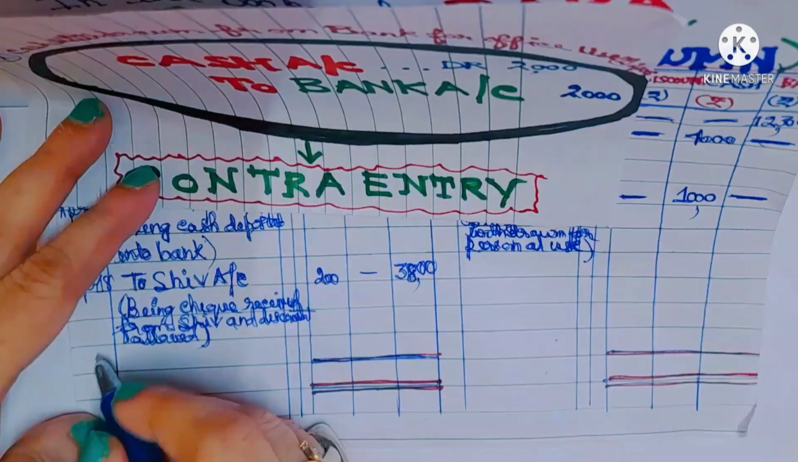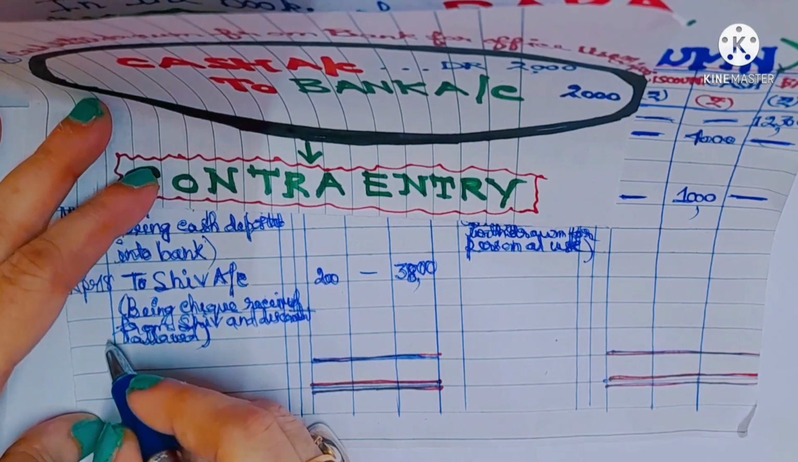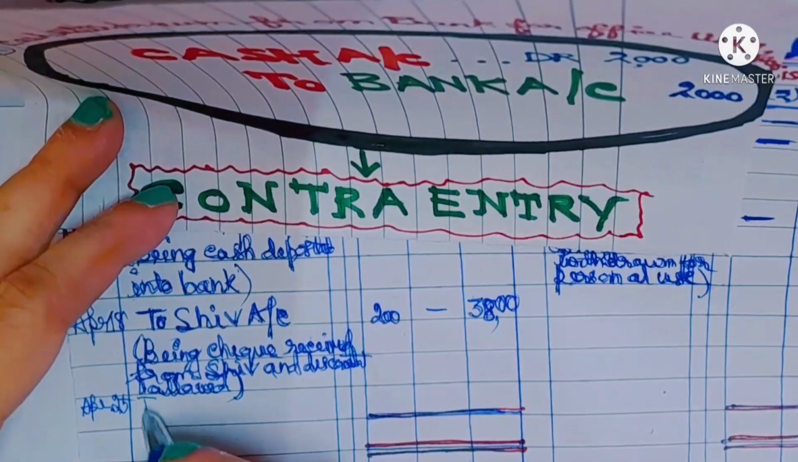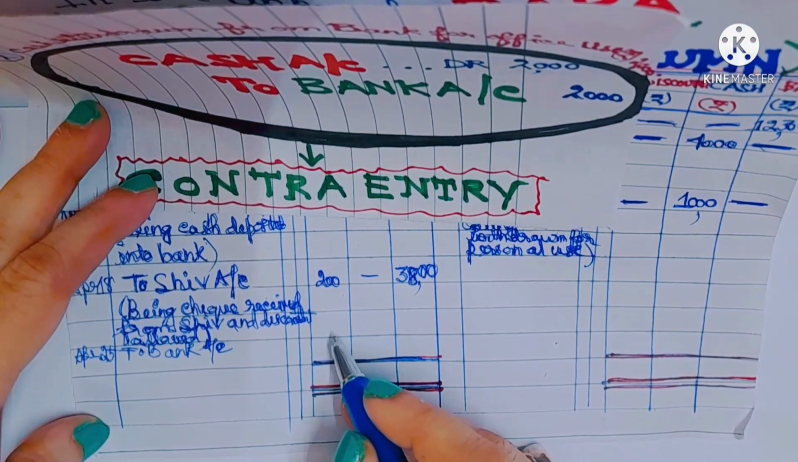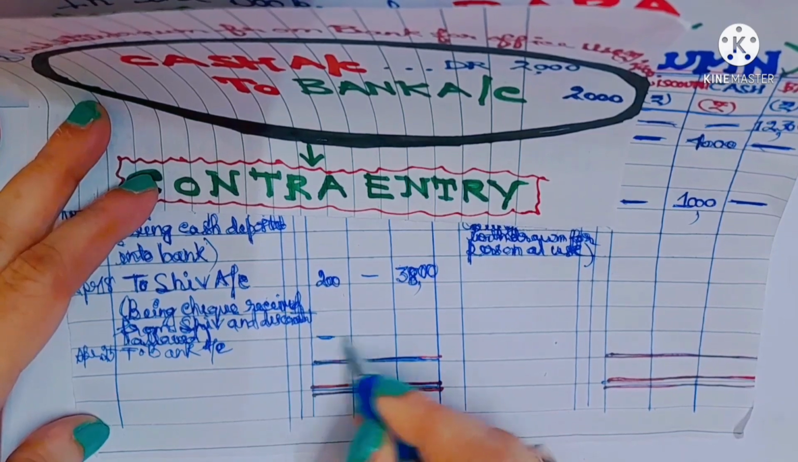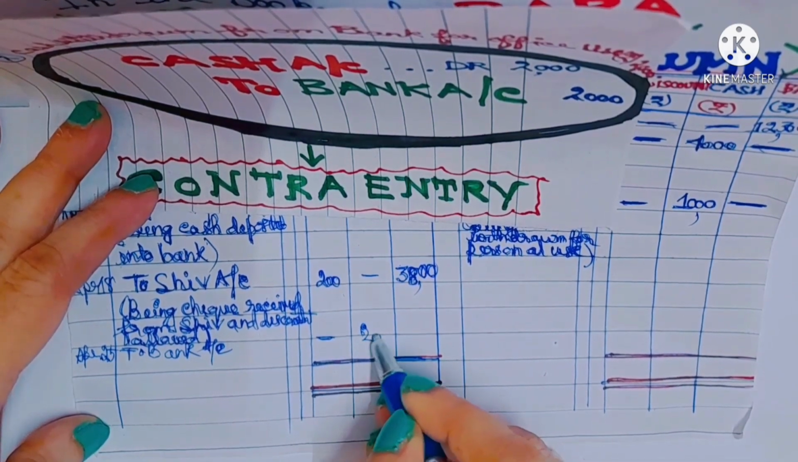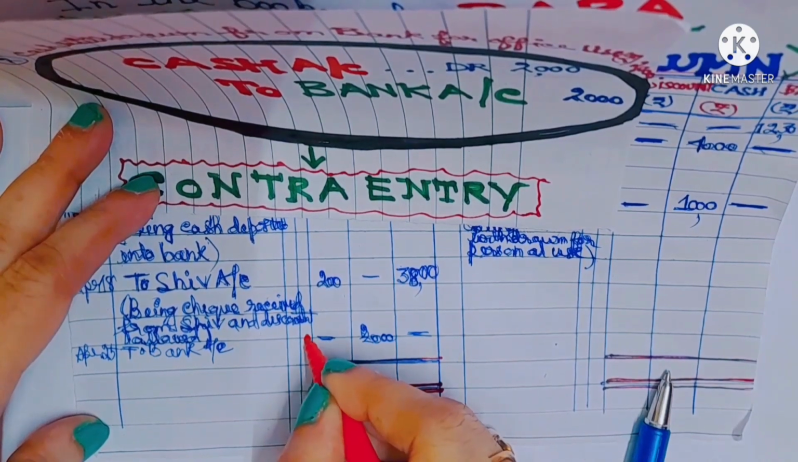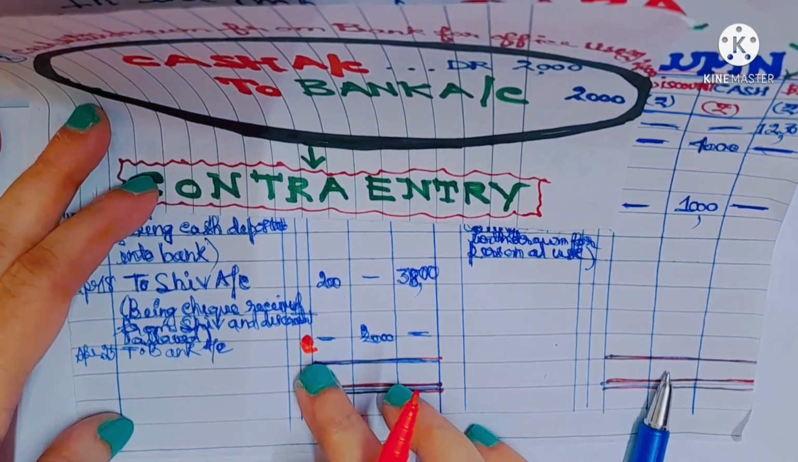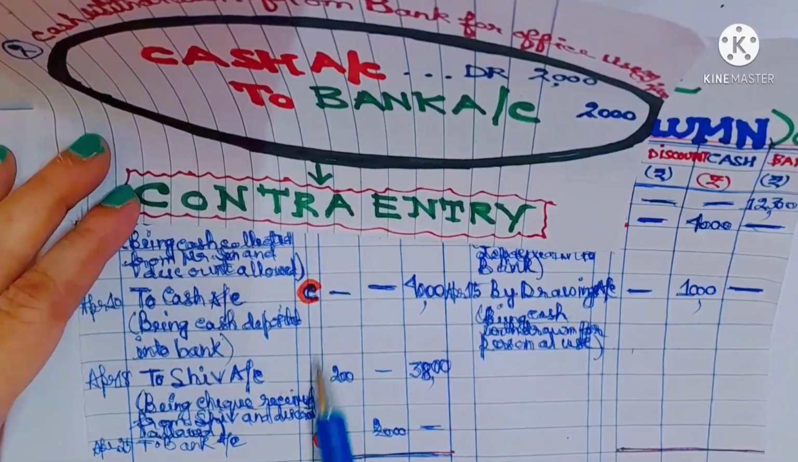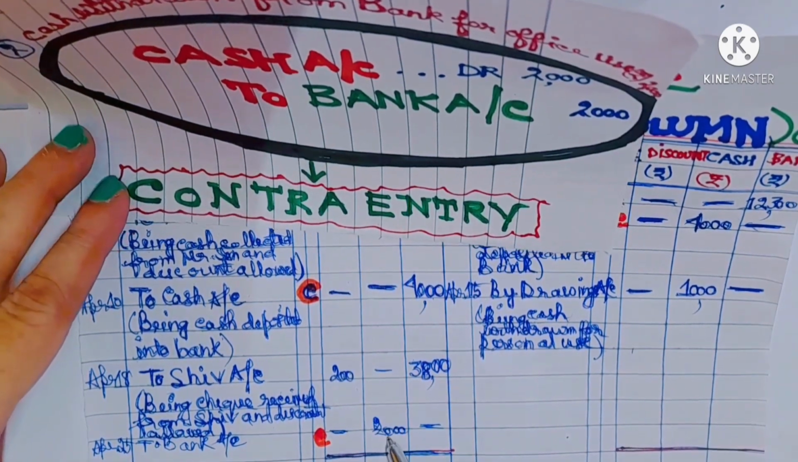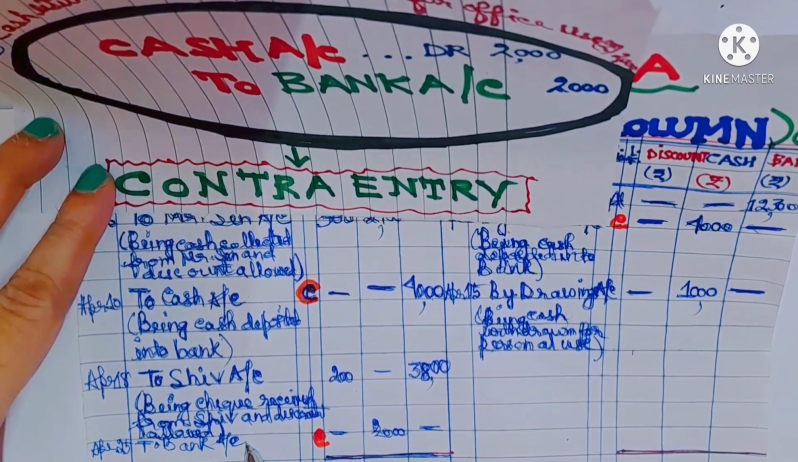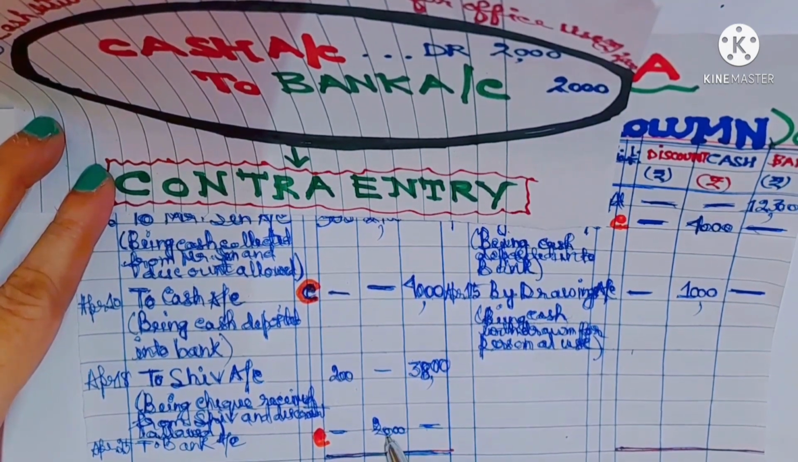So let's write. On 25th April, to bank account 2000 in the cash column. Okay? So we'll have to write C in the ledger column. This C stands for Contra. Okay? Since cash account is on the debit side, we'll have to write two bank account in the cash column. Since we are writing two bank account, we cannot write 2000 in the bank column. We have to write in the cash column.